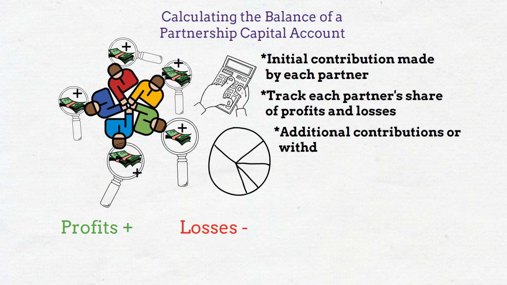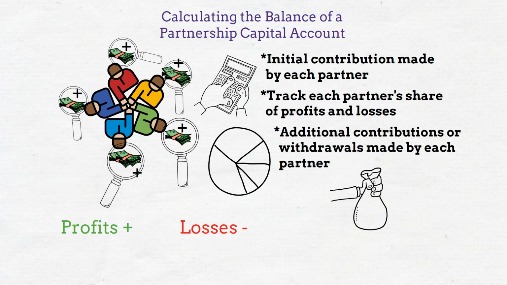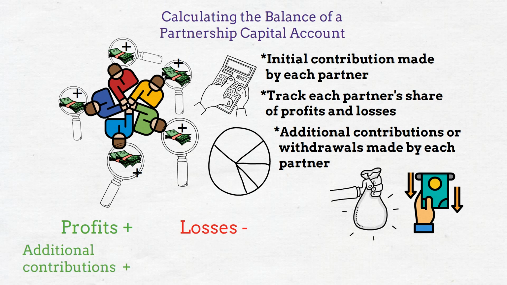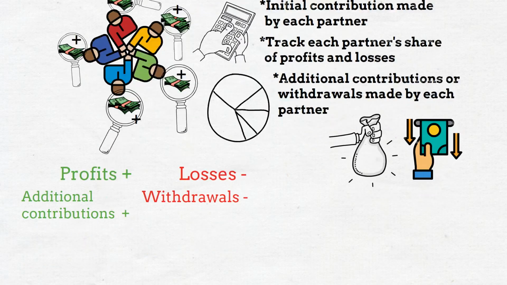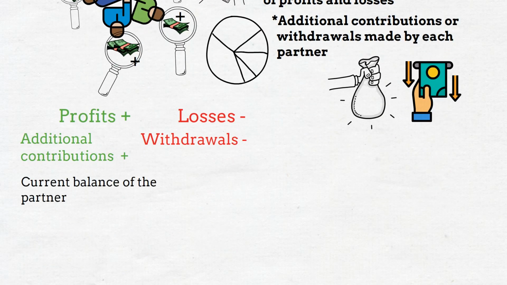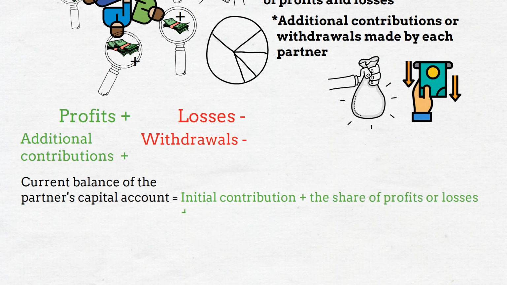Finally, you should account for any additional contributions or withdrawals made by each partner during the year. Additional contributions are recorded as a credit to the partner's capital account, while withdrawals are recorded as a debit. Once you have accounted for all of these transactions, you can calculate the balance of each partner's capital account by adding up the initial contribution, the share of profits or losses, and any additional contributions and subtracting any withdrawals. This will give you the current balance of the partner's capital account at the end of the year.